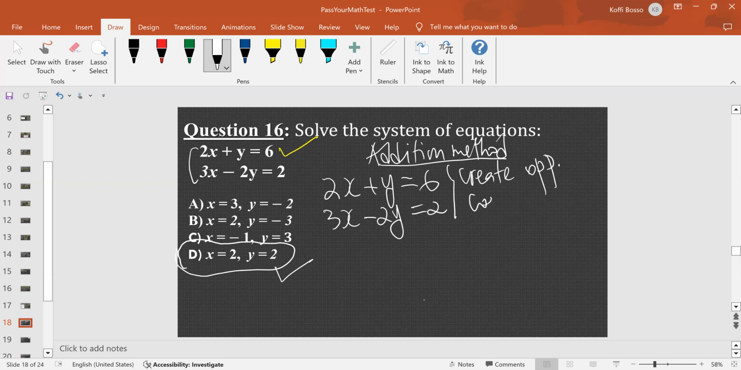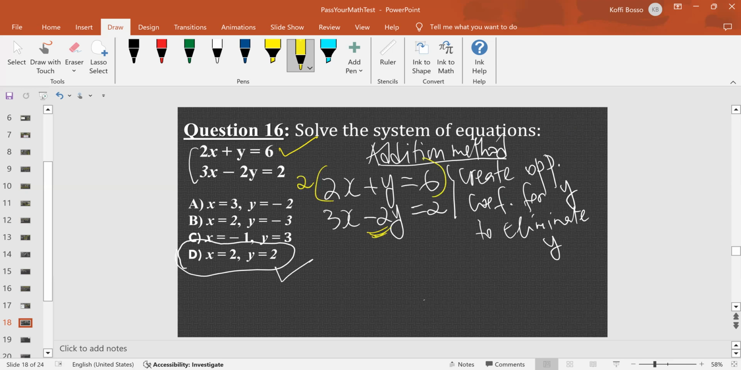And here, we're going to create opposite coefficients for the y variable. So that will help us to eliminate y. So if you eliminate y, now you're going to solve for x. So to create the opposite coefficient, because the coefficient for this y is negative 2, that means we're going to multiply the first equation by 2. Therefore, the equation changes to what?